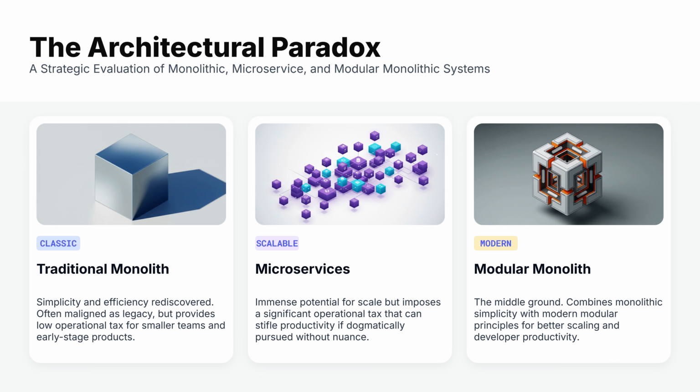Conversely, the traditional monolith, often criticized as a legacy constraint, is being rediscovered for its simplicity and efficiency, especially when structured with modern modular principles. This video provides an exhaustive comparative analysis of monolithic, microservice, and modular monolithic architectures, exploring their mechanisms, trade-offs, and the strategic contexts that justify their implementation.